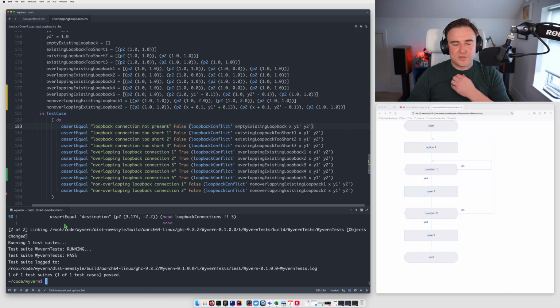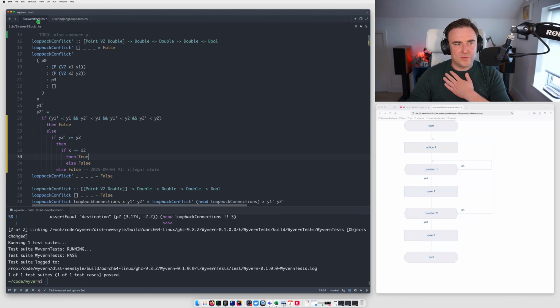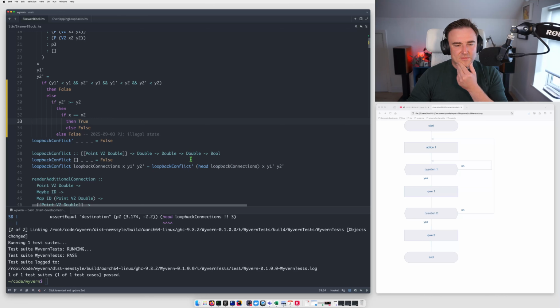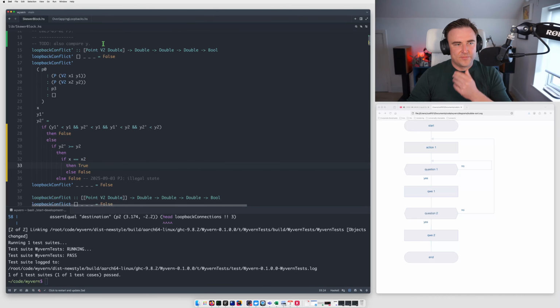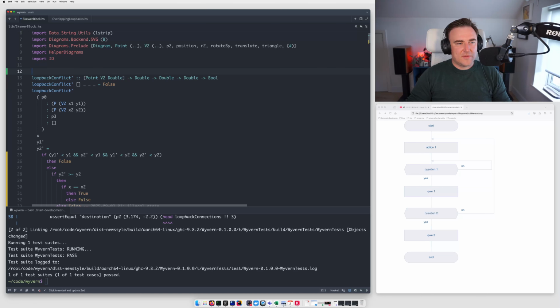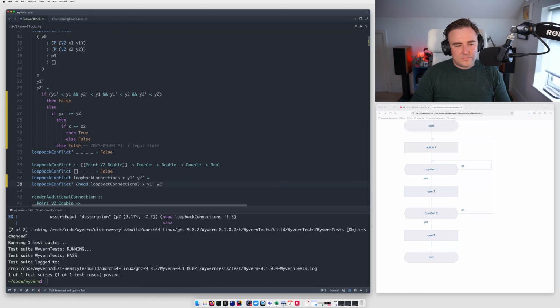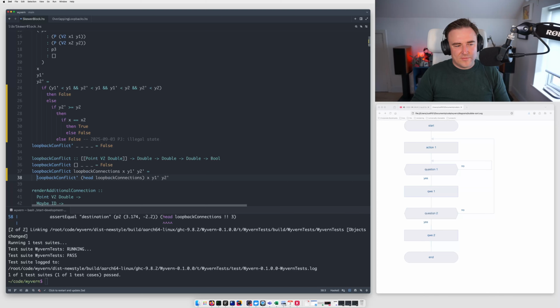What I believe we should do now is to start incorporating this logic. We don't need this. Start incorporating this logic in a scan across the entire collection of loopback connections. So let's just start with a very naive fold.